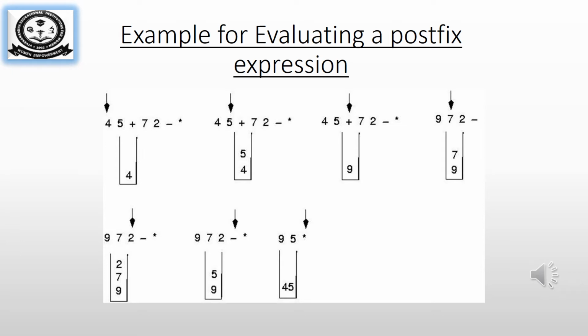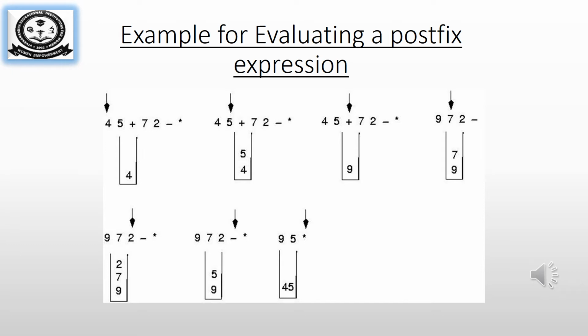Now we'll read the next operand, which is 7. Again, 7 is pushed into the stack. The next operand is 2. Again, 2 is pushed into the stack. The next symbol is minus. It's an operator, so you will pop 2 symbols from the stack. First comes 2, second comes 7. So you have to perform 7 minus 2, not 2 minus 7. It is 7 minus 2, so you will get the answer 5. Again, 5 will be pushed into the stack.